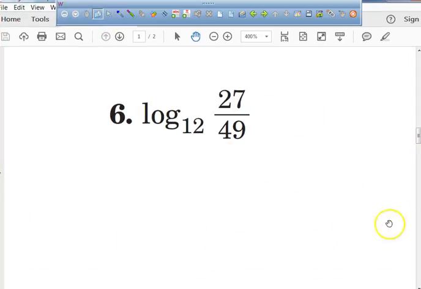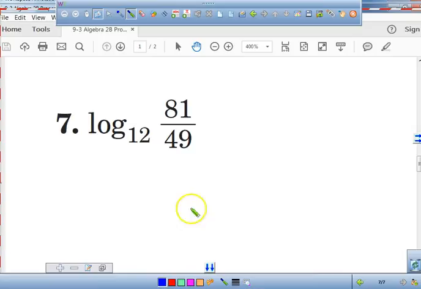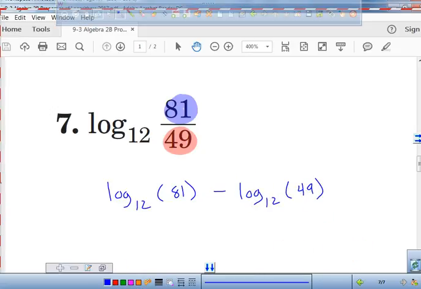All right, last problem, everybody. We're going down to problem number 7. First thing I'm going to do is I'm going to highlight the 81. I'm going to highlight the 49. We're going to do what's called the quotient property. We're going to say log base 12 of 81 minus log base 12 of 49. That's the first step. All right, next thing I'm going to do is convert the number 81 to 3 to the power of 4. And then I'm going to convert the number 49 to 7 squared.